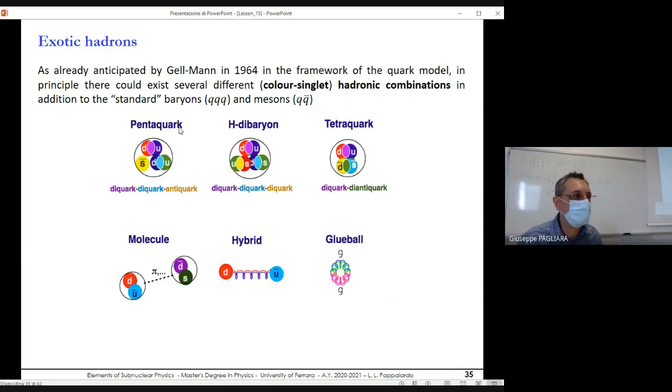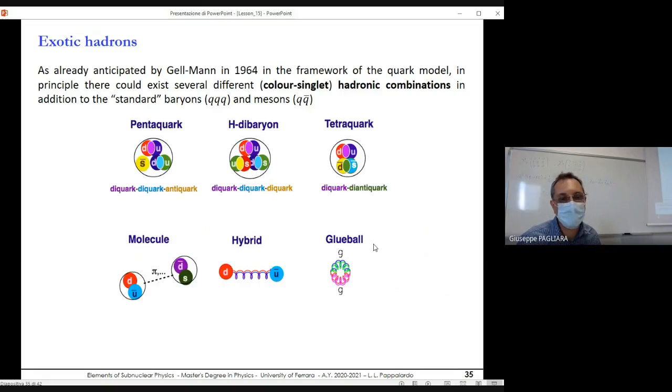So one combination is the pentaquark, which is a diquark, antiquark combination. So there are 5 quarks inside here. Another is the dibaryon. Essentially, we have 6 quarks here: diquark. And the other possibility is the tetraquark. So we have a diquark, di-antiquark combination. Or we can have molecules, with a quark-antiquark pair, which are separated by some distance. Or we can have hybrid states that include both quarks and gluons. Or we can have pure gluon states, gluon singlets, which we call glueballs.